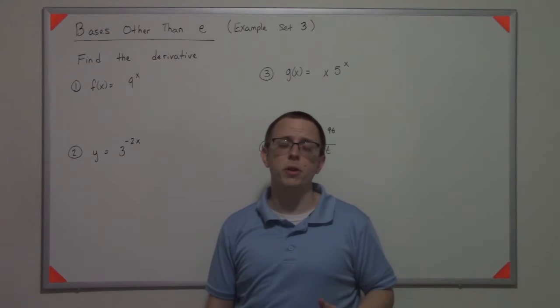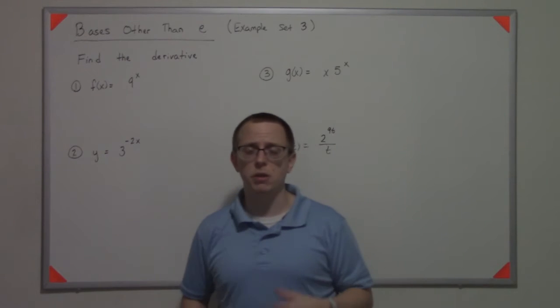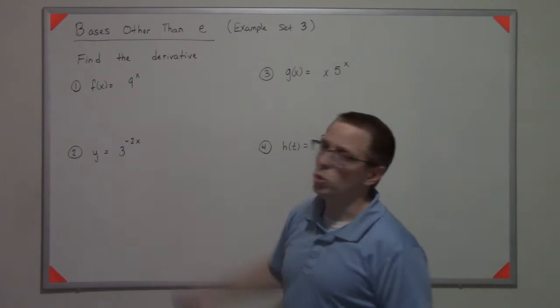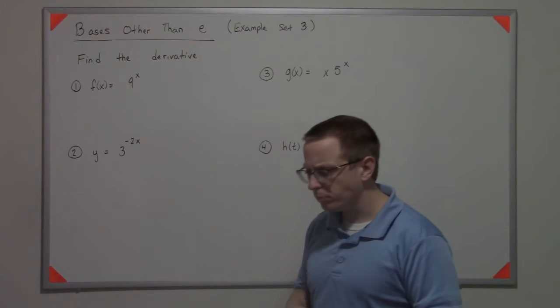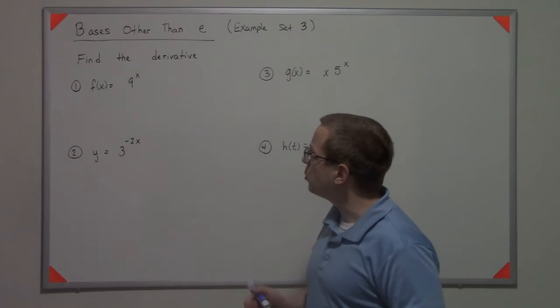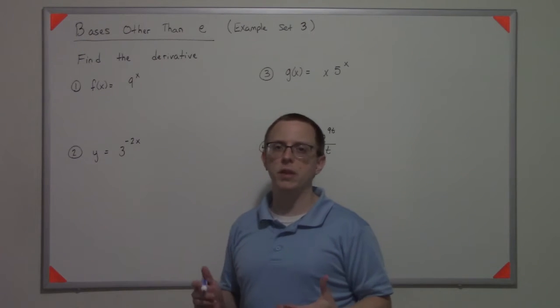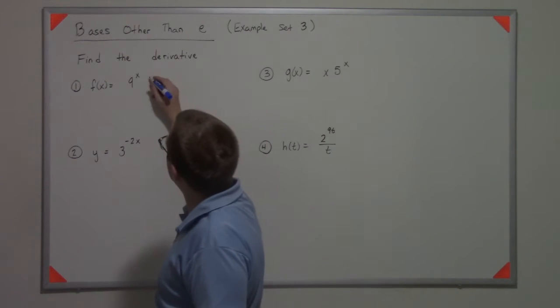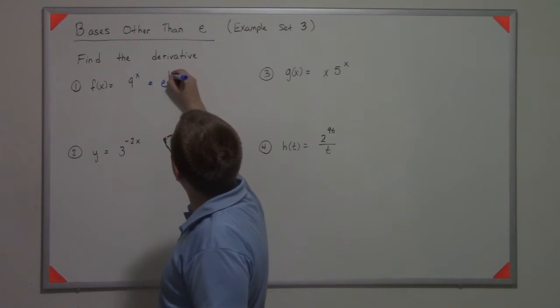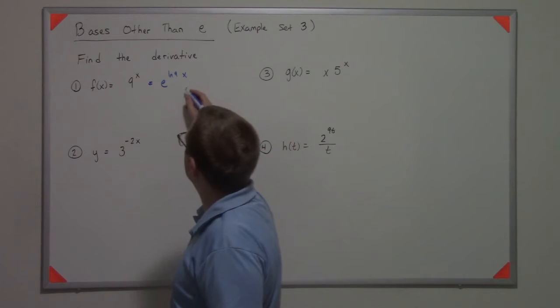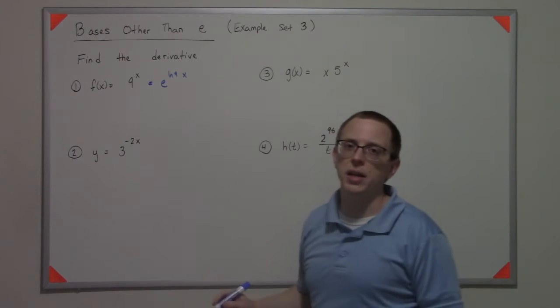Let's solve the derivative of some explicit functions involving arbitrary bases of exponential functions. So in this first one we have 9 to the x. Now for 9 to the x, the way we want to rewrite this is we want to say that function is e to the natural log of 9 times x.